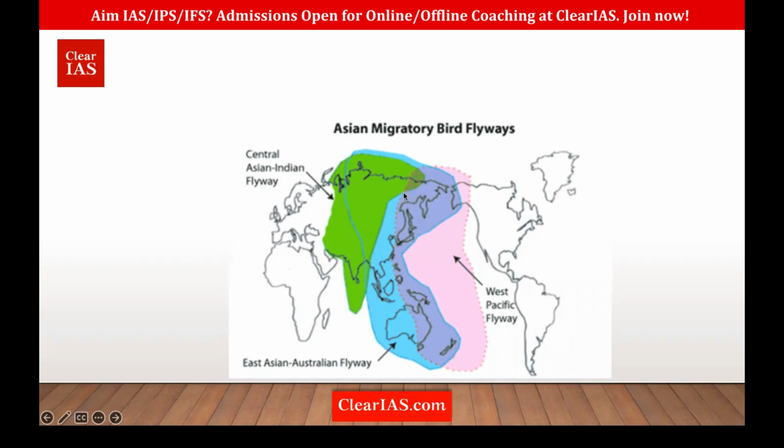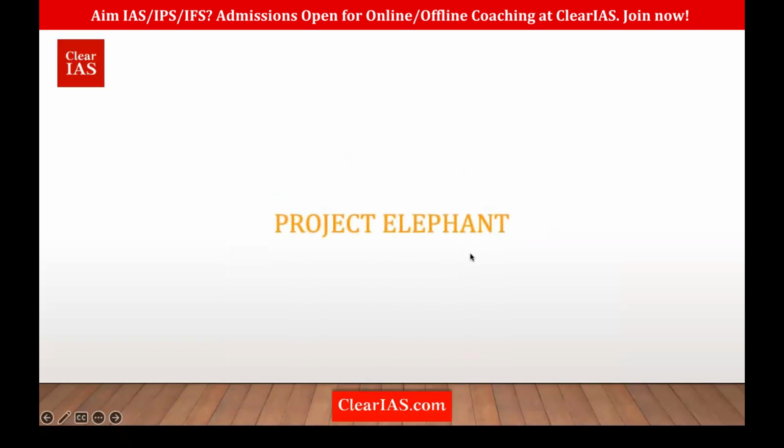Then India also has a small portion of the East Asian Flyway, especially some part of the northeast of India and the Andaman and Nicobar Islands. So these are the flyways. So that is the Convention on Migratory Species.